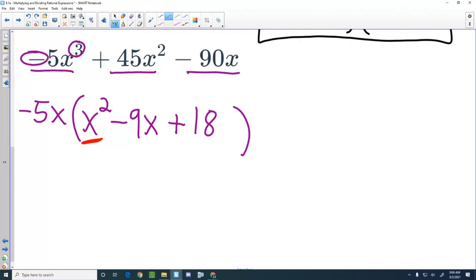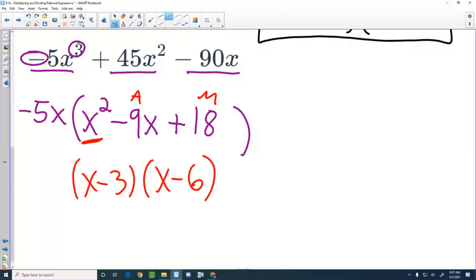Because now looking inside the parentheses, can any of you think of two numbers that multiply to 18 and add to negative 9? 6 and 3. Negative 6 and negative 3, right? Because it has to add to a negative 9. But if you multiply two negatives, it'd become that positive 18. All right, so this factors to x minus 3 and x minus 6.